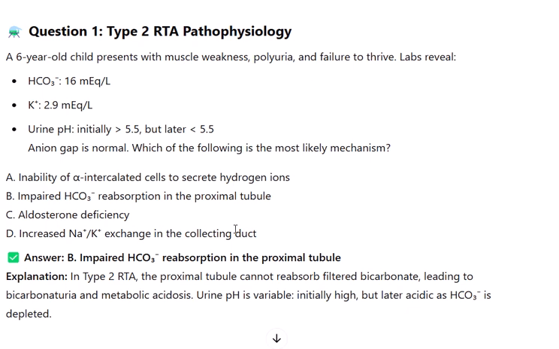Answer B. Impaired HCO₃⁻ reabsorption in the proximal tubule. Explanation. In type 2 RTA, the proximal tubule cannot reabsorb filtered bicarbonate, leading to bicarbonaturia and metabolic acidosis. Urine pH is variable, initially high but later acidic as HCO₃⁻ is depleted.